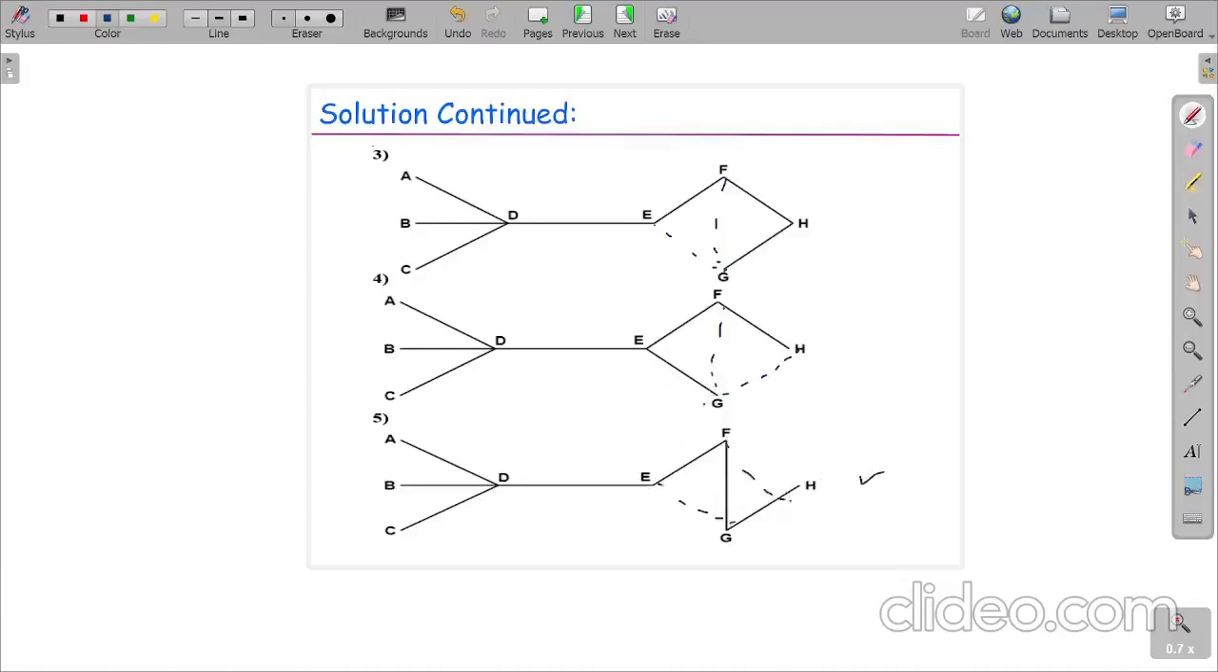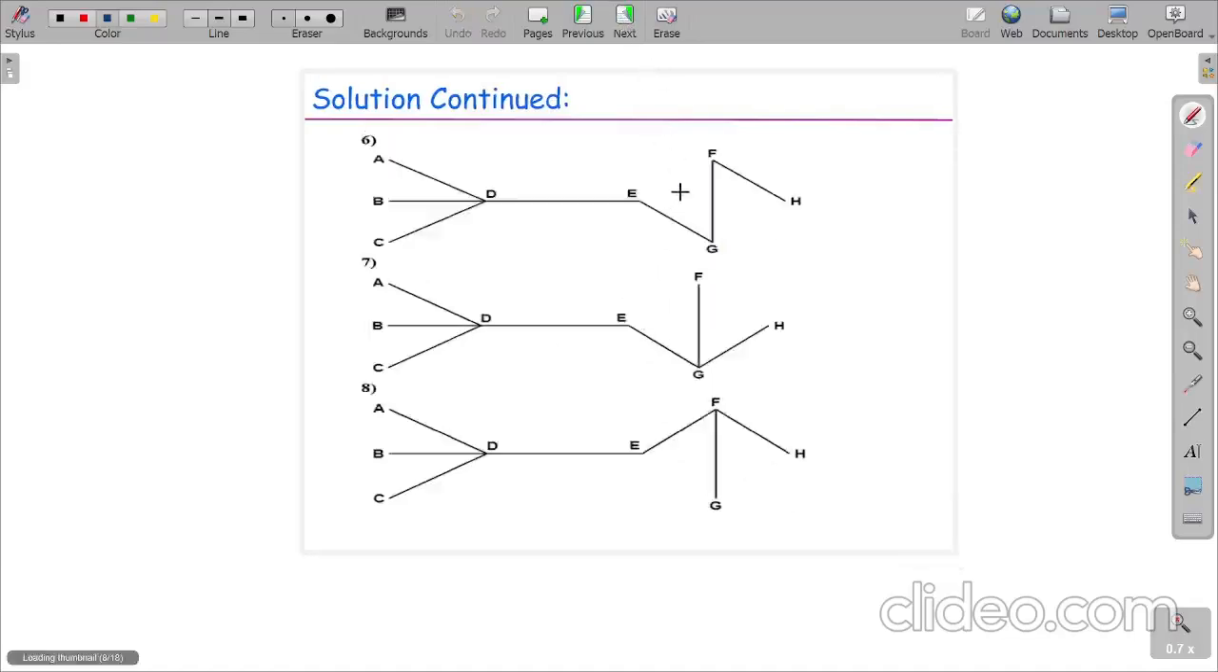Here we are deleting these two edges. Then we are deleting these two edges, we are getting this spanning tree. Deleting these two edges, we are getting this spanning tree, and we are deleting these two edges, we are getting this spanning tree.